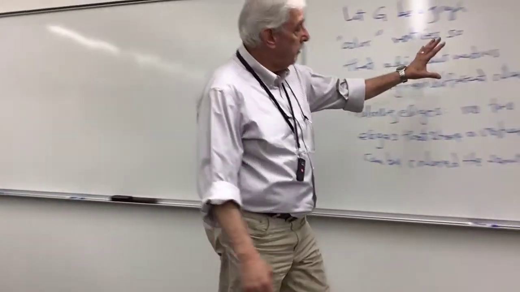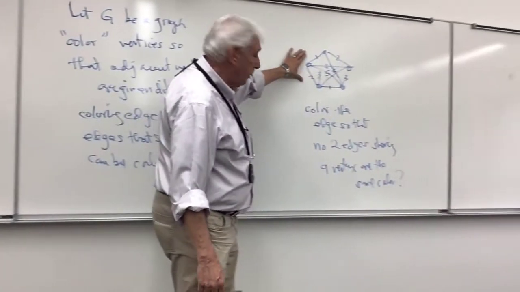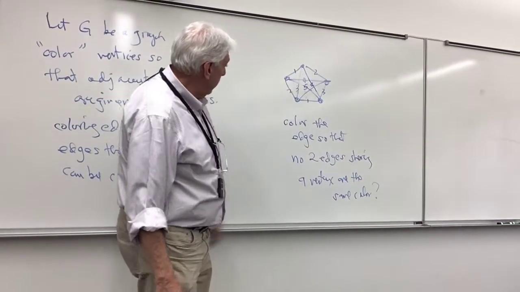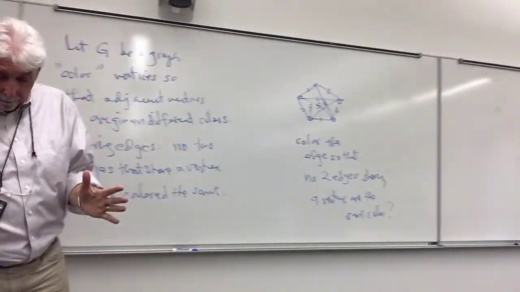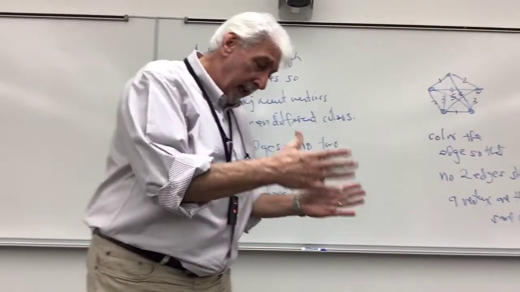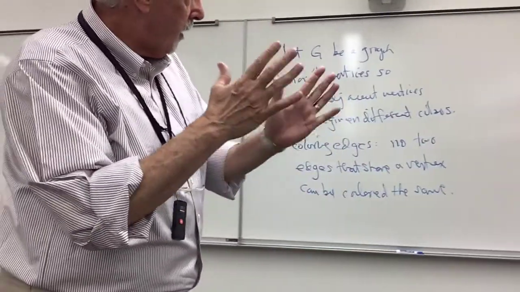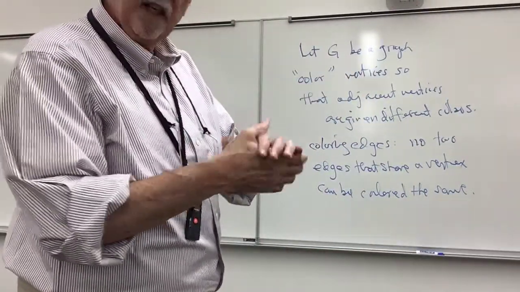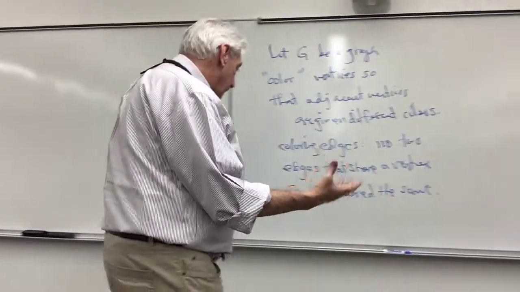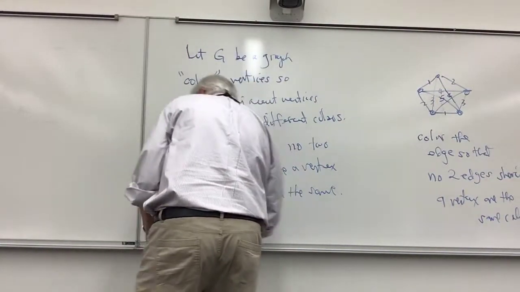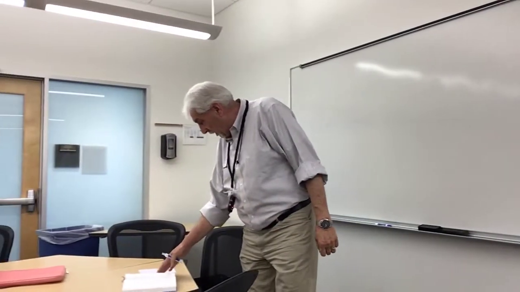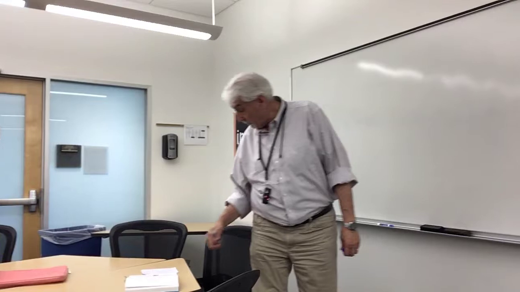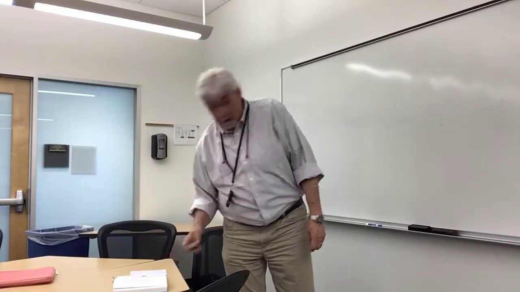So I have 10 edges. K5 has 10 edges. And in fact, we note that we can color it with 5 colors so that there's a pair of non-intersecting edges for each color. So I need to define a few things. So I'm going to use his terminology.